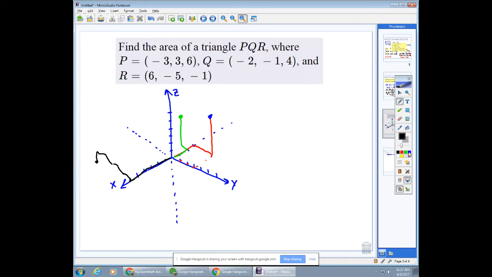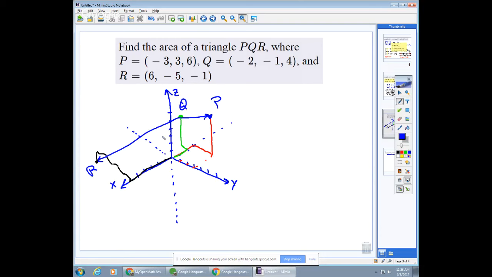So what I need to do based on those points, let's use, I'm running out of colors, blue, I guess. I want to pick one of them as a central point and then make vectors out to the other two. So maybe I'm going to pick Q as my central point, and I need a vector going out over there to R. That's Q, and I need a vector heading over here to P.